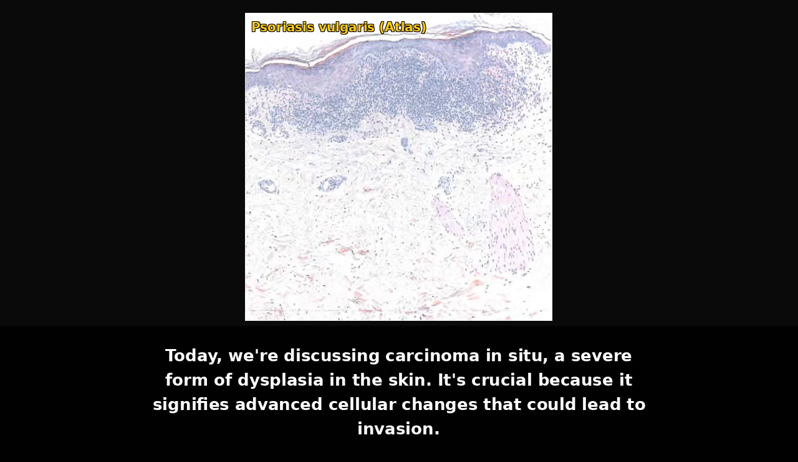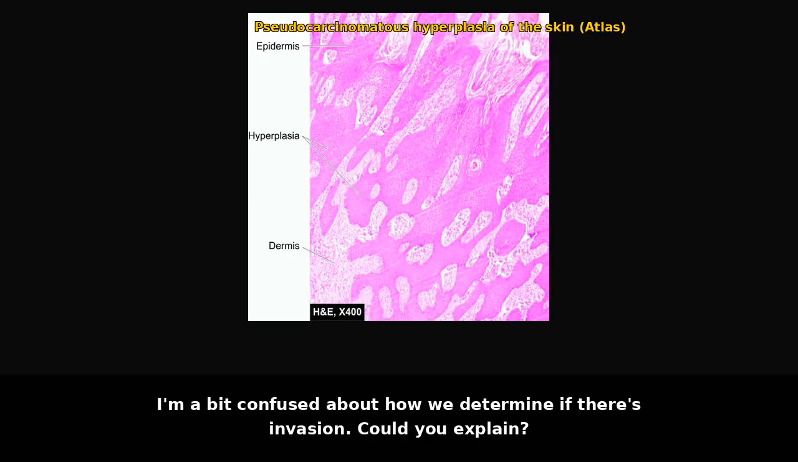And today we're discussing carcinoma in situ, a severe form of dysplasia in the skin. And so it's crucial because it signifies advanced cellular changes that could lead to invasion. I'm a bit confused about how we determine if there's invasion. Could you explain?